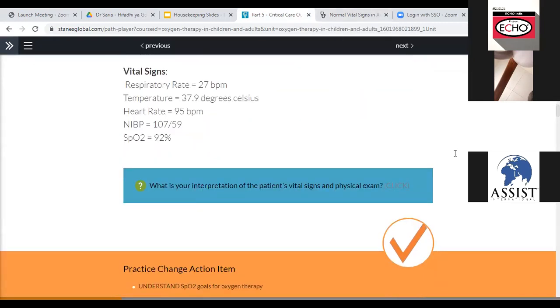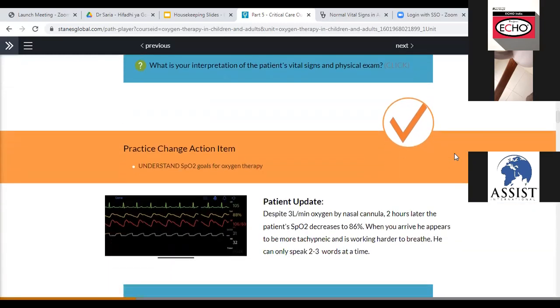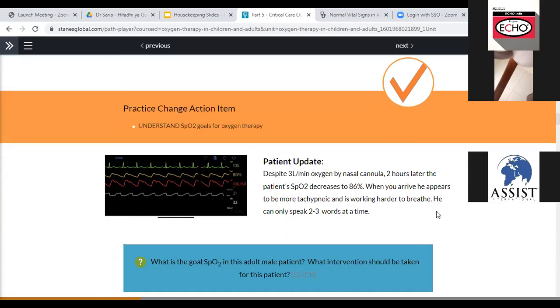I think we can proceed. So now we are going to practice number 2. We need to understand saturation goals for oxygen therapy. This is another part we need to discuss shortly. We are continuing with the same patient from the previous case. The patient was on 3 liters per minute by nasal cannula, and the saturation was 92%. But 2 hours later, the patient's saturation decreased to 86%. When you arrive, he appears more tachypneic and is working harder to breathe. He can only speak 2 to 3 words at a time.